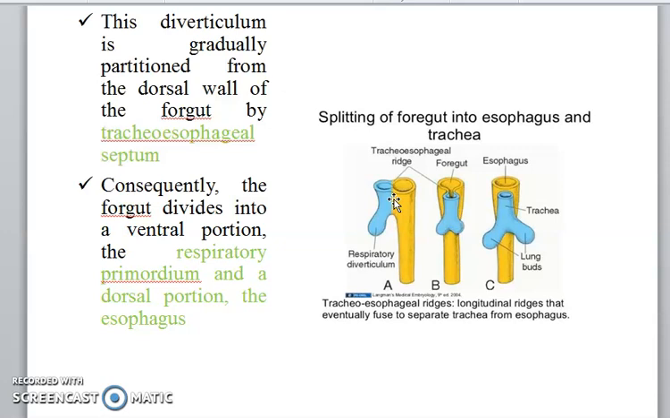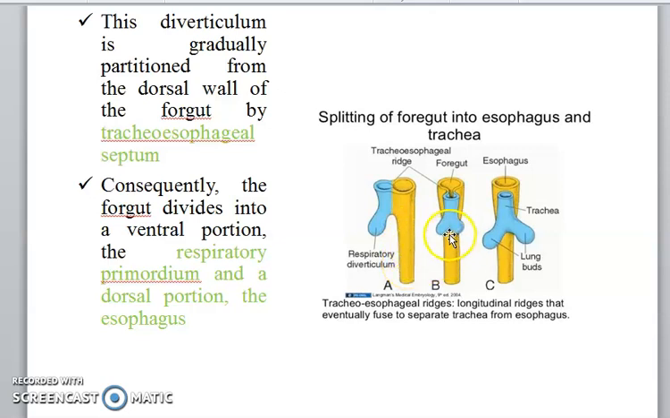Now, consequently, the foregut divides into a ventral portion. The ventral portion is the respiratory diverticulum, and then the dorsal portion is the esophagus. This is the ventral portion, the blue-colored portion, also referred to as the respiratory diverticulum, and this is our dorsal portion, also referred to as the esophagus.